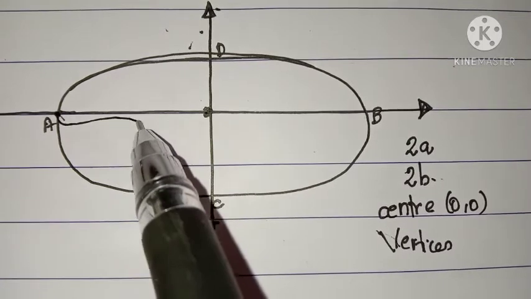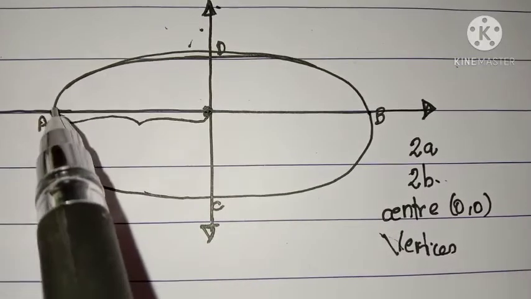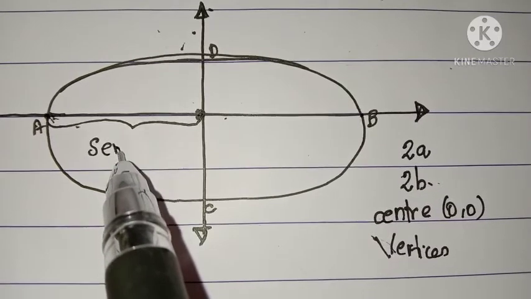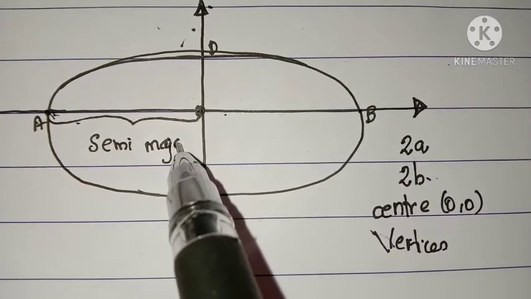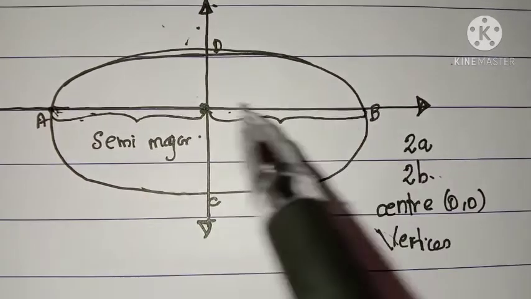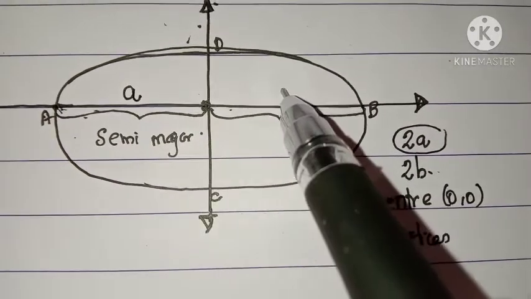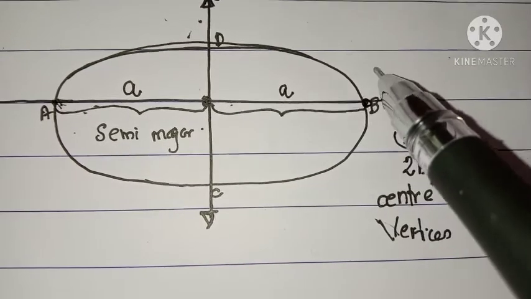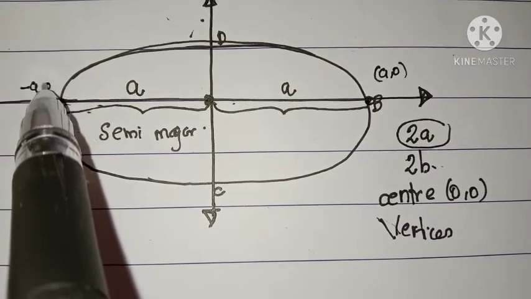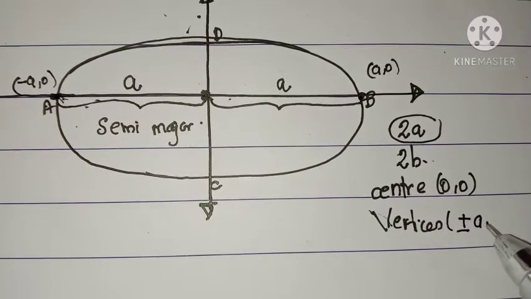take this distance. What is this distance? The total distance is the major axis. So this length is half of the major axis, known as the semi-major axis. And this part is also the semi-major axis. If the total length is 2A, then what is the length of the semi-major axis? It is A. And therefore the coordinate of B is A, 0 and the coordinate of A is minus A, 0. Therefore we can define the vertices as plus or minus A, 0.